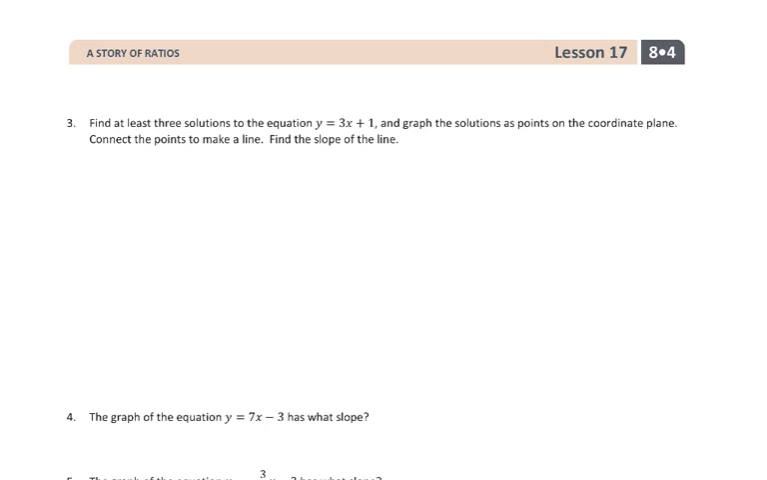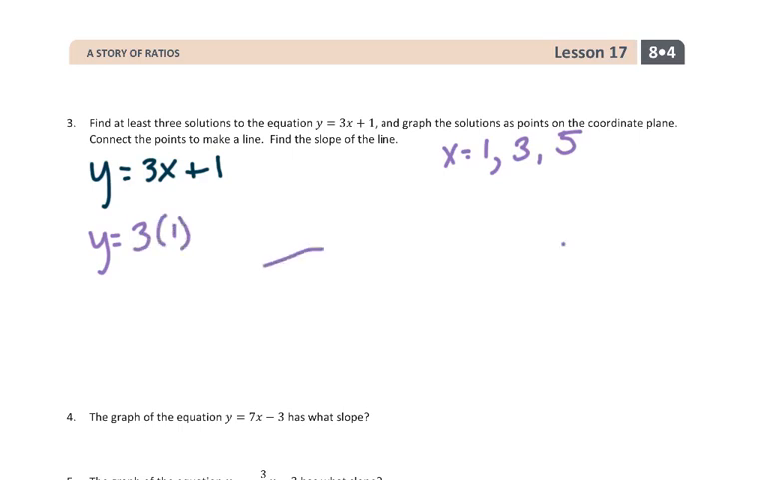But if we look at this equation, y equals 3x plus 1, I can pick whatever points I want for x. So if I want to say x equals 1, 3, and 5, I just substitute those in. So y equals 3 times 1, that was my first x coordinate, plus 1. It's 3 plus 1, which equals 4. So one of my coordinates is going to be 1, 4.